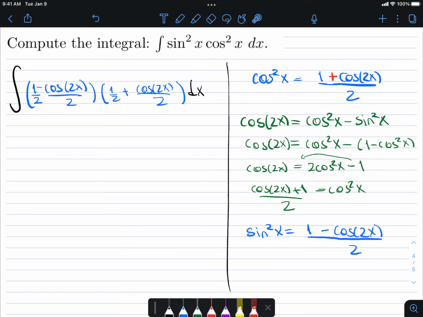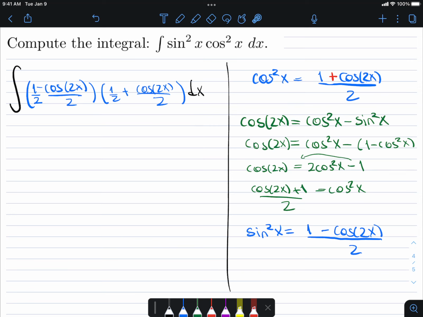So we end up with an expression in which the only variable, the only expression that depends on x, is cosine of 2x. Right, so 1 minus cosine 2x over 2 and 1 plus cosine 2x over 2. So this is the only thing that is not just a constant. Right? So how do I make this work? How do I make this work?